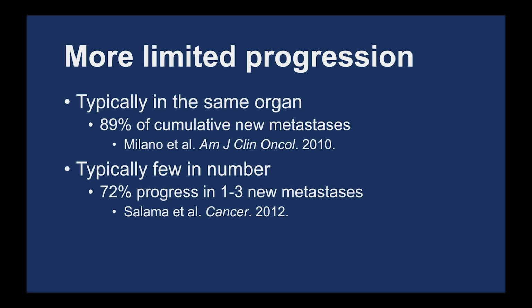The other important element is that patients who have started with limited metastatic cancer typically progress in fewer numbers of areas. A study from the University of Chicago, where patients were treated with oligometastatic cancer, showed that 72% of patients who did progress, progressed in few areas. So rather than progressing widely, these patients' cancer biology appeared to spread a little bit slower.